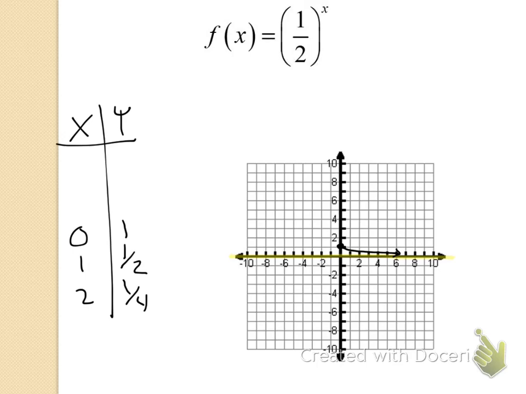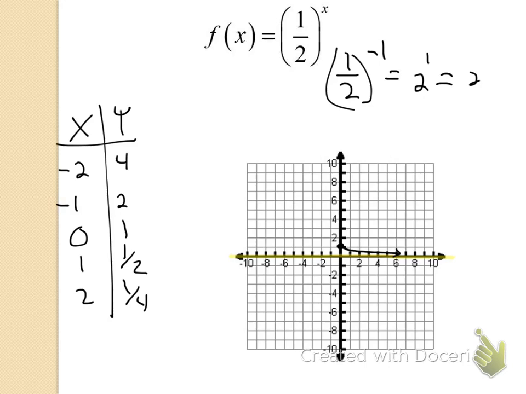And if I plugged in -1, what's 1/2 raised to the -1? That would be 2 raised to the +1, which is 2. So -1, 2. What would 1/2 raised to the -2 be then? 4. So let's plot these points. So I have -1, 2, -2, 4. If I did -3, it would be -3, 8.